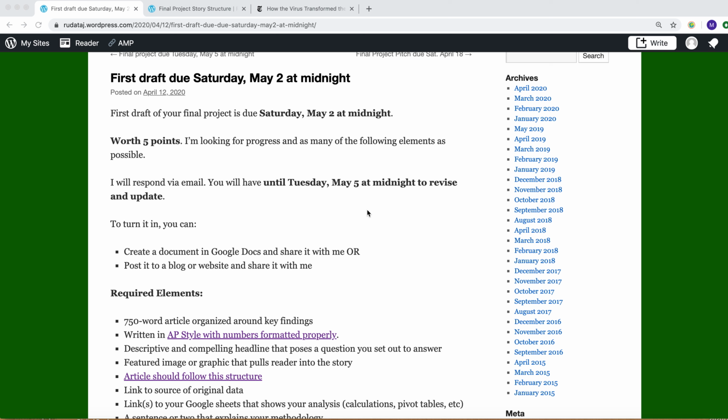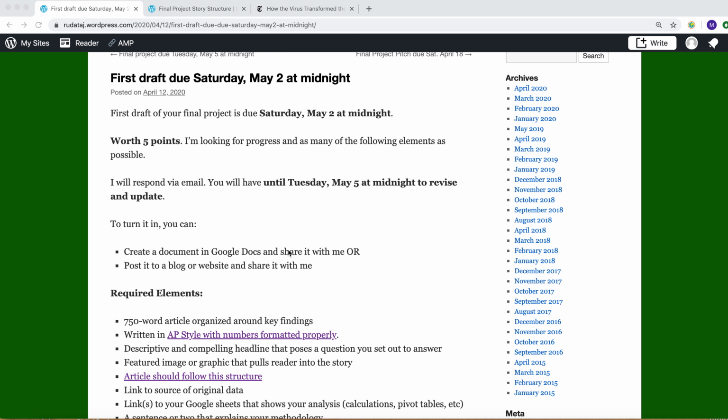So this Saturday, May 2nd, by midnight, you're handing me a first draft of your final project. I want to see as much progress, and as many of the following elements as you can get in there. If there's a couple things you can't, just keep in mind you're going to have a couple days to revise it. So you'll hand it in, I'll turn around some comments, and then you'll have till Tuesday, May 5th at midnight, which is the end of the final exam period for this class, to revise it.